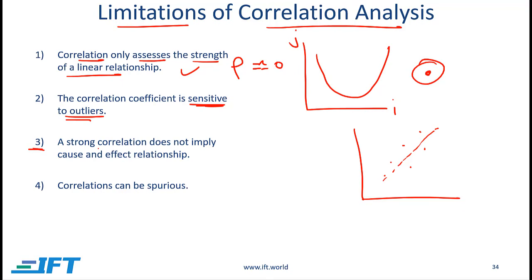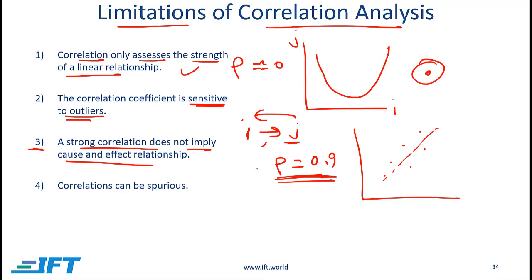The third point is that a strong correlation does not imply cause and effect. So if we say that we have I and J and the correlation is, let's say, 0.9. So this is a strong correlation. This doesn't mean that we can predict the value of J based on I. So there are several possibilities here. A strong correlation might mean that I can predict J. It might mean that J can predict I, or there might be another variable X which is related to both I and J, and the high correlation might be because of this third variable. So a strong correlation does not imply a cause and effect relationship.